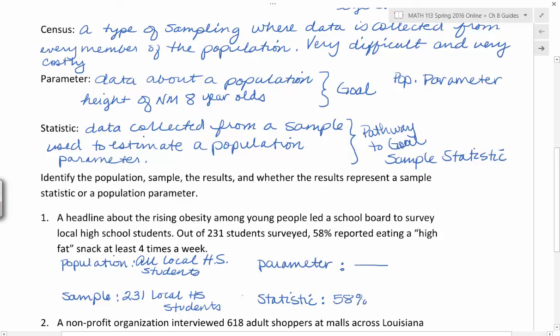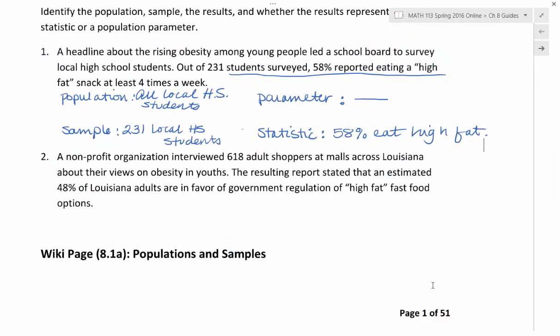That's the sample statistic, because that's from the students that were surveyed, and we decided that survey had to be a sample, and since that's reporting exactly what the results of the survey were, then it has to be a statistic. So 58% eat high fat. You might want to pause the video and give this one a shot on your own, and then check on the next video and see how you did.